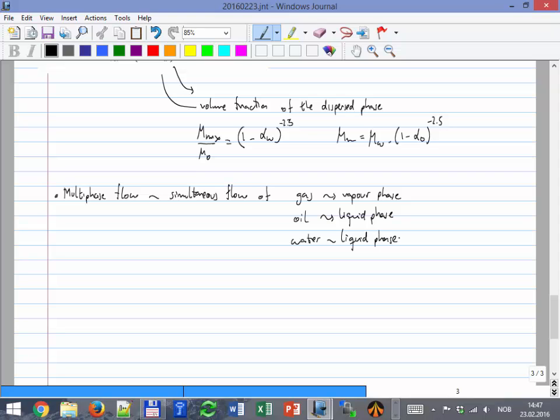And sometimes, to reduce the complexity, because working with three phases and seeing how all of them move at the same time is a bit challenging, you have too many unknowns that you don't know how to deal with. So very frequently, they are treated as a single liquid phase with equivalent properties, just the same way that we presented before.